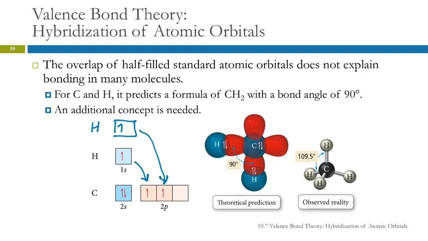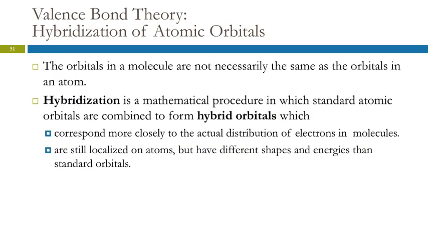So up to this point, we are assuming that the orbitals in the molecules are the same shape as the orbitals in the atoms. It's a reasonable thing to think, but it's not true. When two atoms bond to form a molecule, their orbitals can hybridize. They can become mixed together, sort of averaged together.